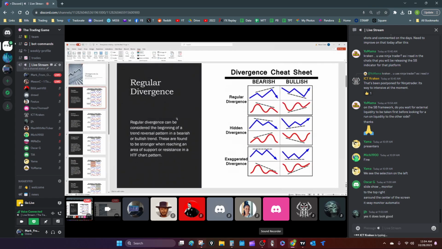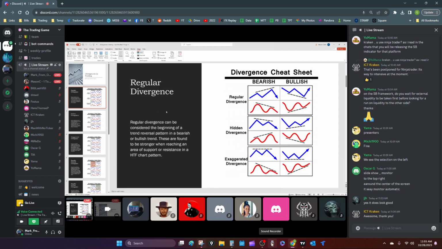All right. So, different types of divergences. First one we're going to go over is regular divergence. Regular divergence can be considered the beginning of a trend reversal pattern in a bearish or bullish trend. I have found that, and also any kind of teachings you see on this, these are much stronger when you reach an area of support or resistance on a higher time frame chart pattern.